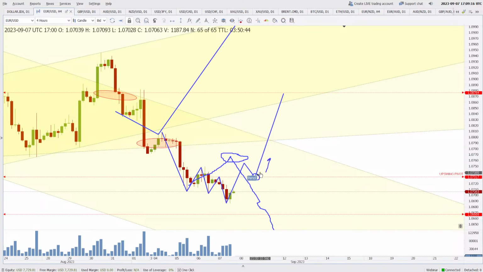Okay, so keep an eye on this market like this. On the contrary, if the price starts falling, then 1.0666 should be acting as a good support.